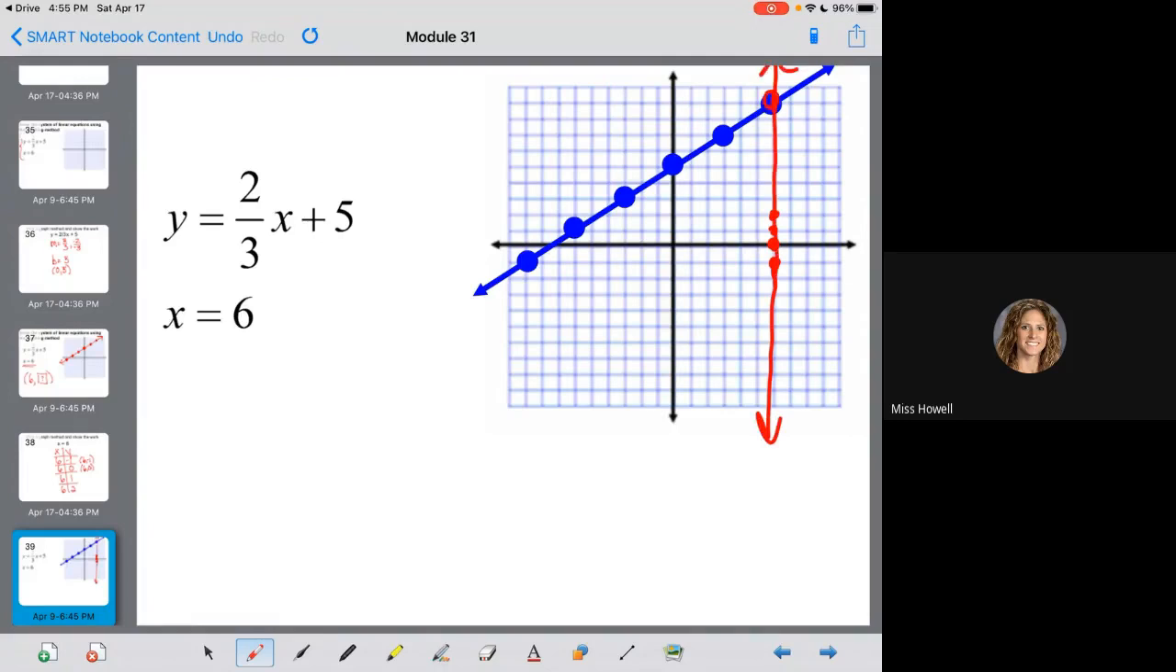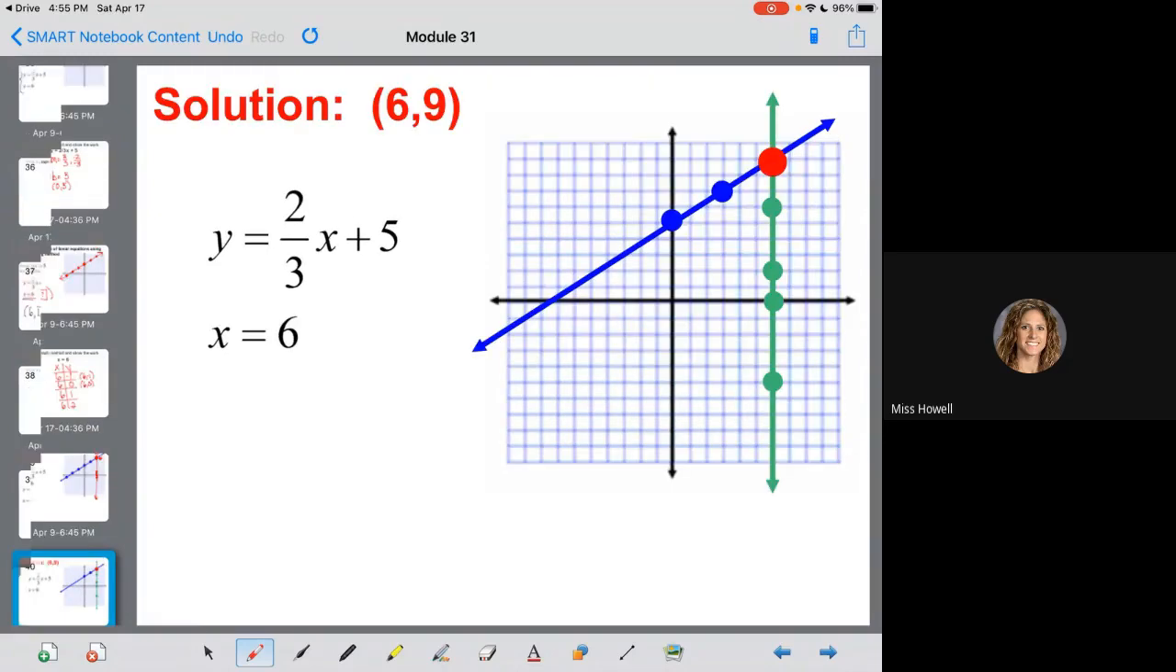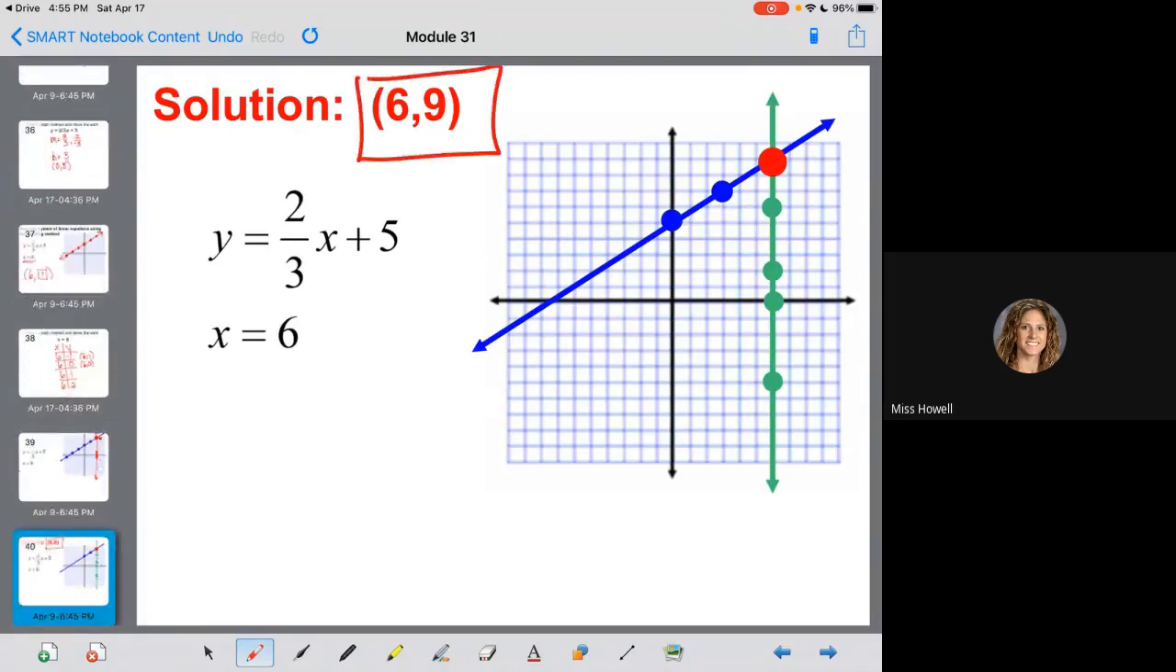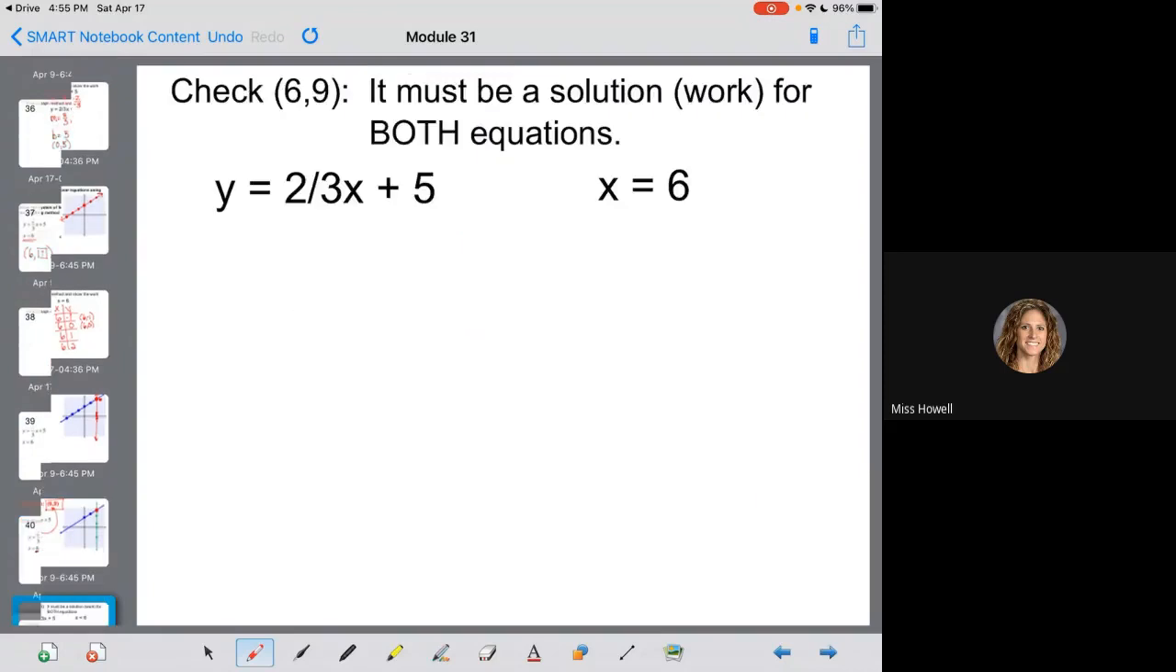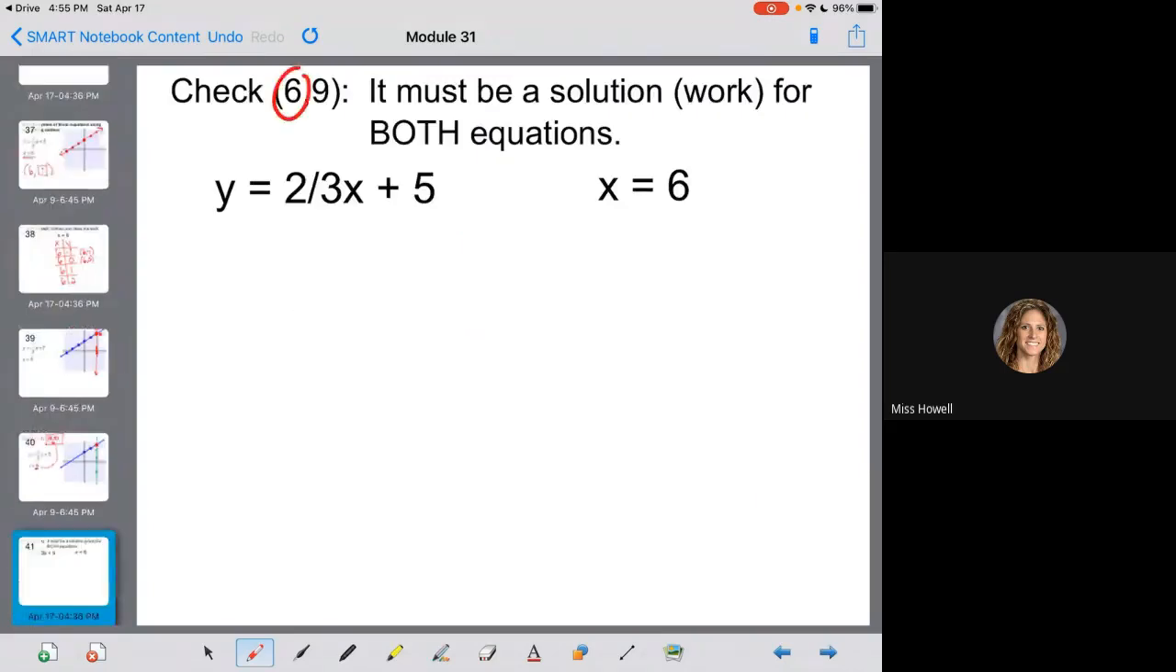And we see that this point right here is the one that we think is our good final crossing spot, which means it's the point that is the solution for the entire system, right? It's the only point that works for every part of the system. And so that point is at 6, 9, right? We know this x equals 6 had to be 6. All right, so we want to check and see if the 6, 9 works for the other equation, right? Because checking this one over here, 6 equals 6, that definitely works.